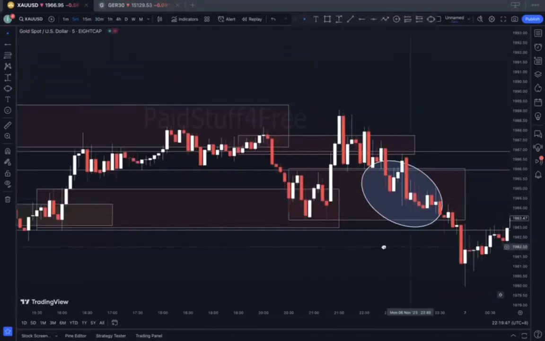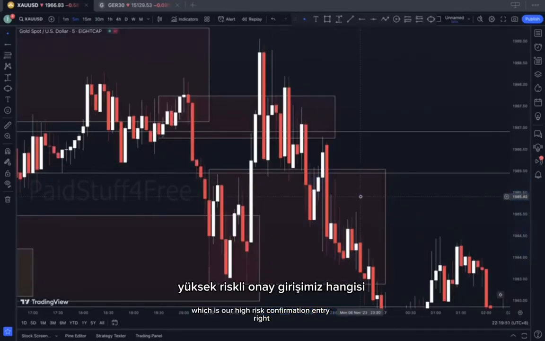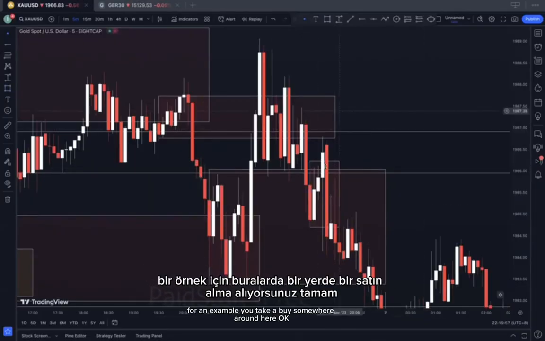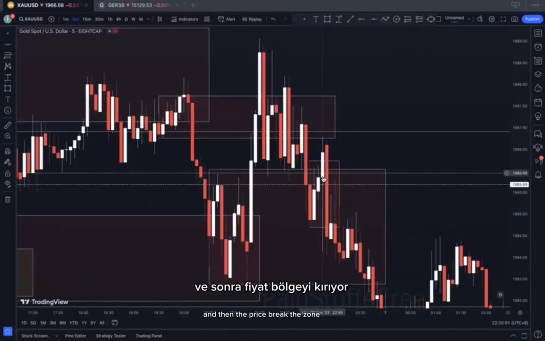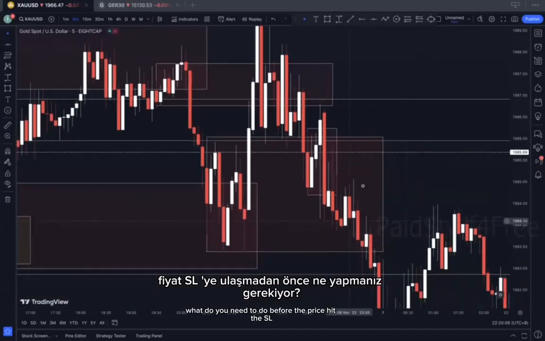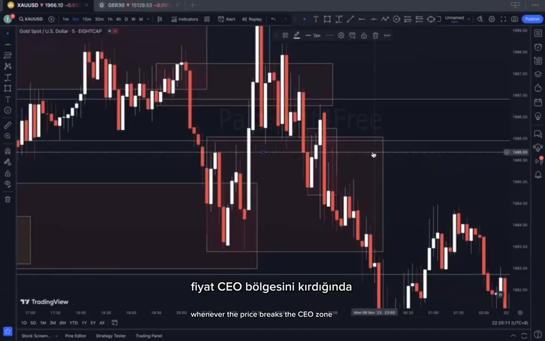So see, we have this easy buy at first, which is our high risk confirmation entry, right over here. For an example, you take a buy somewhere around here, and then the price breaks the zone. So what do you need to do before the price hits the SL? Just cut the loss. Whenever the price breaks the CE zone, we need to cut the loss.